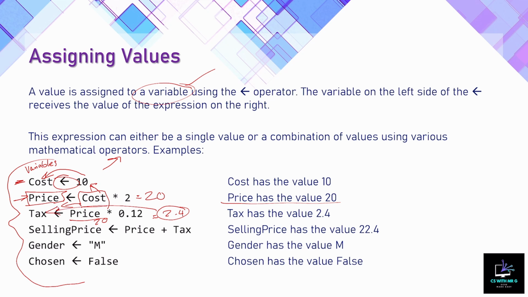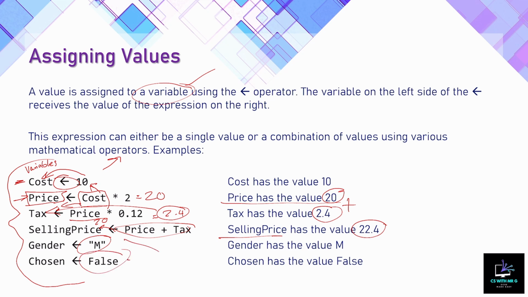Selling price is price plus tax. So price has the value of 20, tax has the value of 2.4. We add them together, and the value is put inside of selling price. Again, using the arrow, and the value is stored inside the variable selling price. Finally, gender is given the letter M, and chosen is set to false.